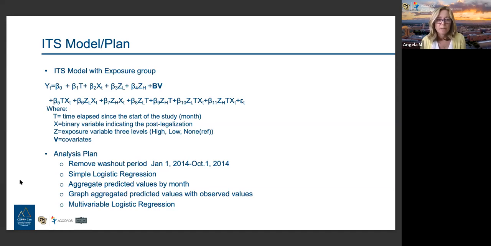The analysis plan here is to remove a washout period first, right? We don't want any overlap of pregnancies from the pre-period into the post-period. So we're removing the first 9 months of 2014 from analysis. And we're going to do a simple logistic regression, aggregate those predicted values that come out of the model by month, and graph those on top of the observed values. So we get that nice ITS figure. Then we can add in the covariates to the model and get a multivariable logistic regression, and we can look at those results.